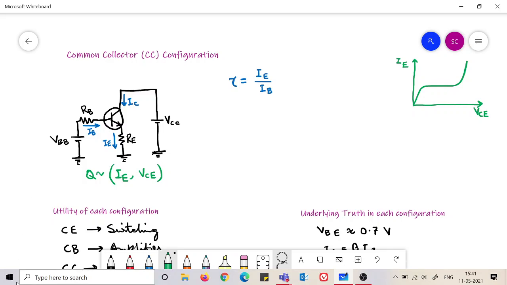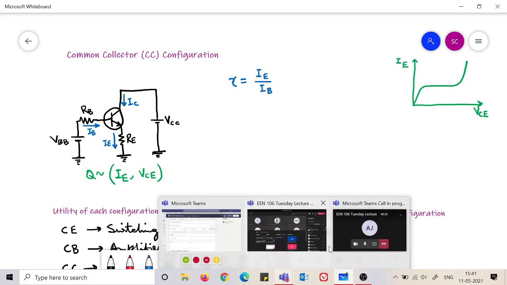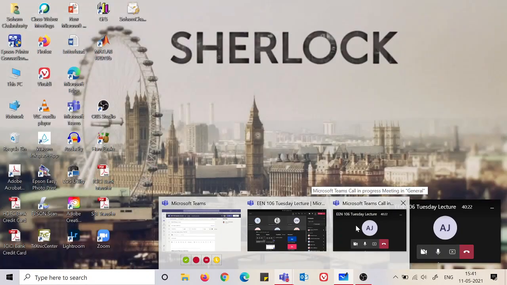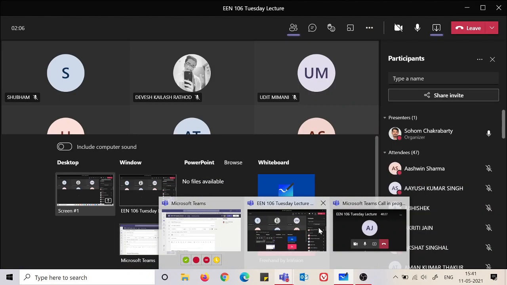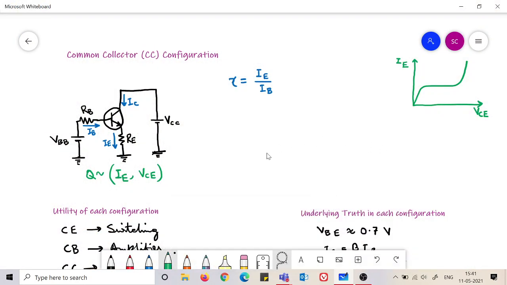Can anyone answer? Come on. It will be same, sir. It will remain same. Who is saying this? Someone says it will remain same. Do others agree? Anyone disagrees with it?